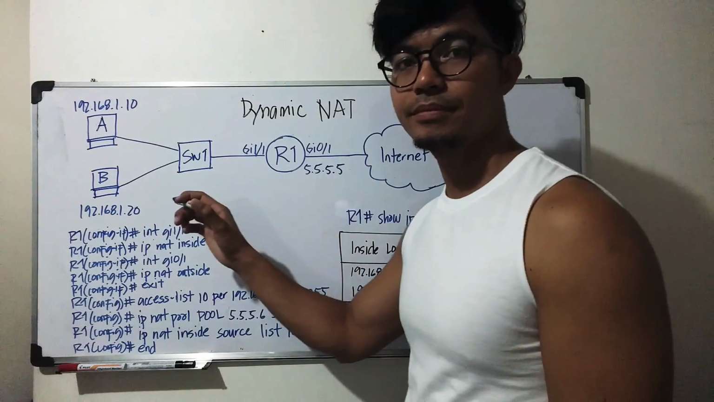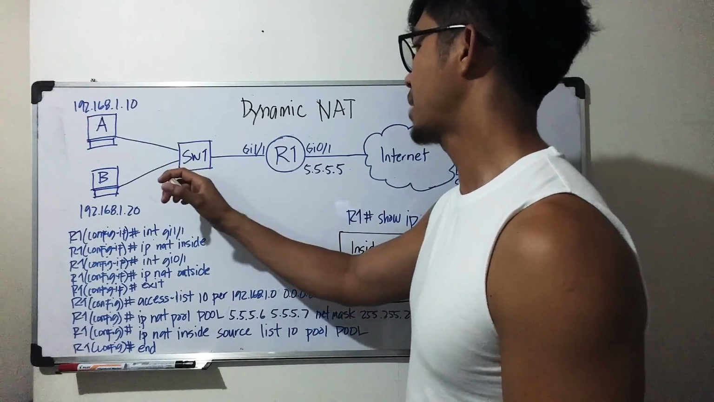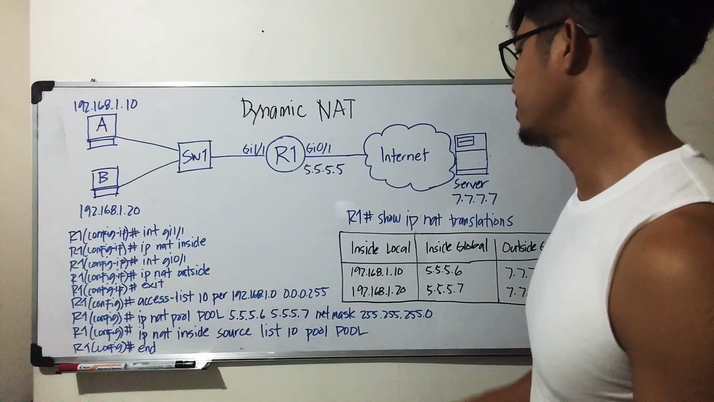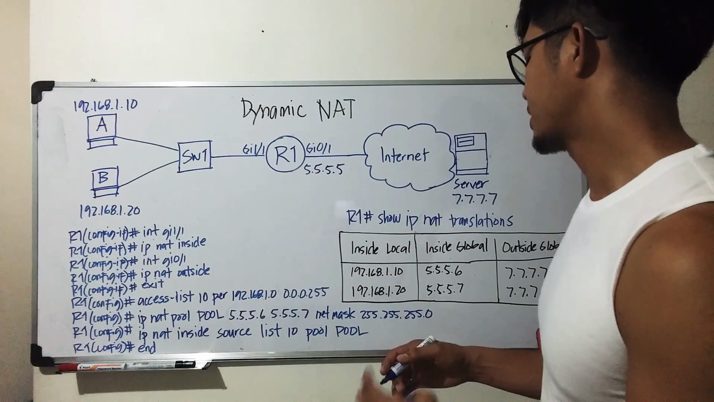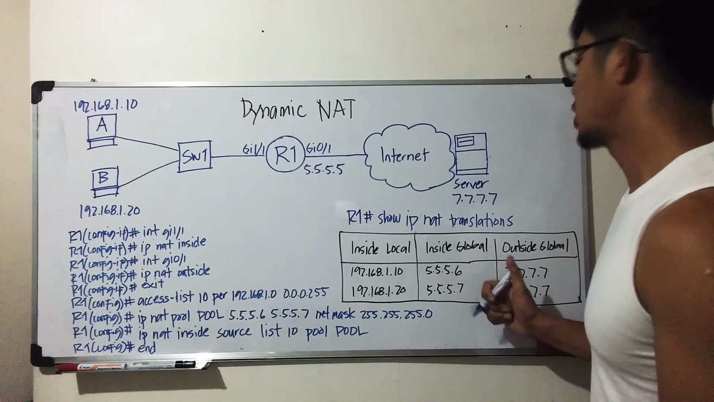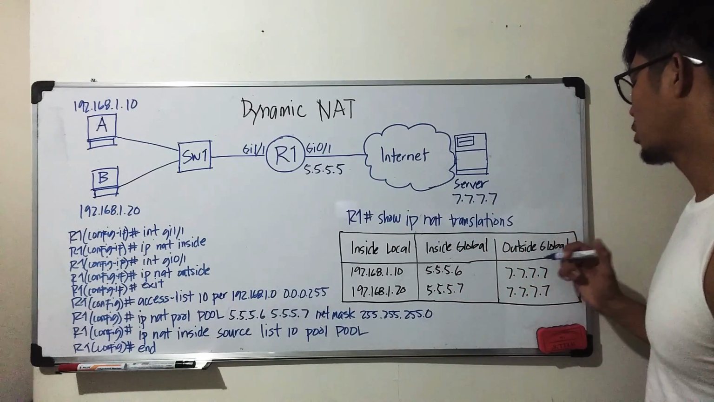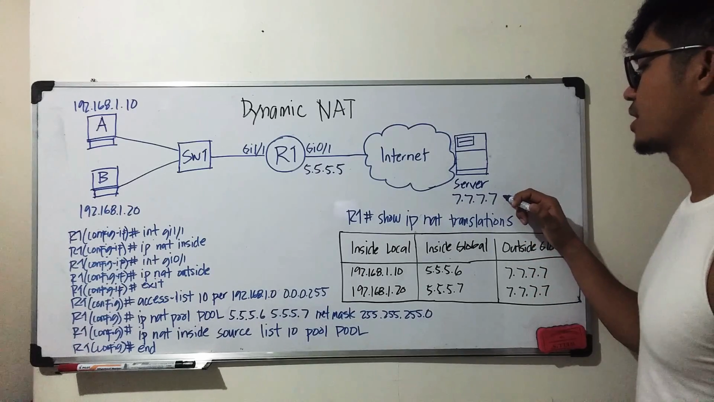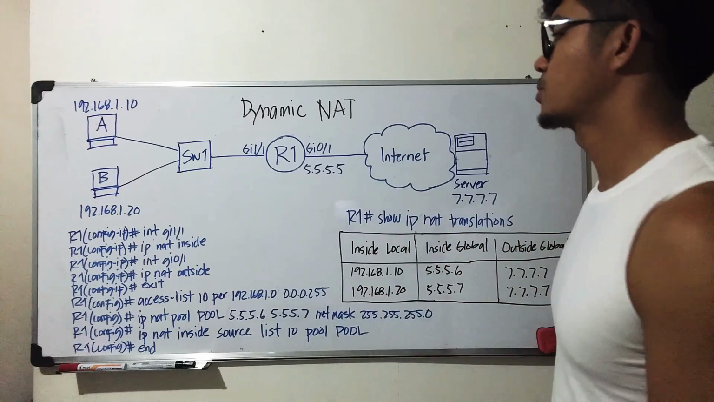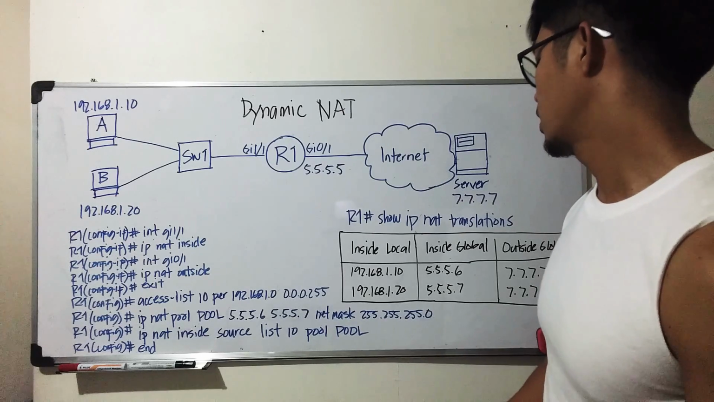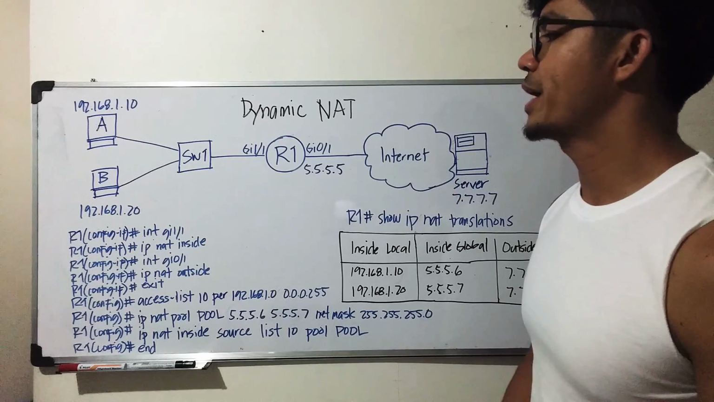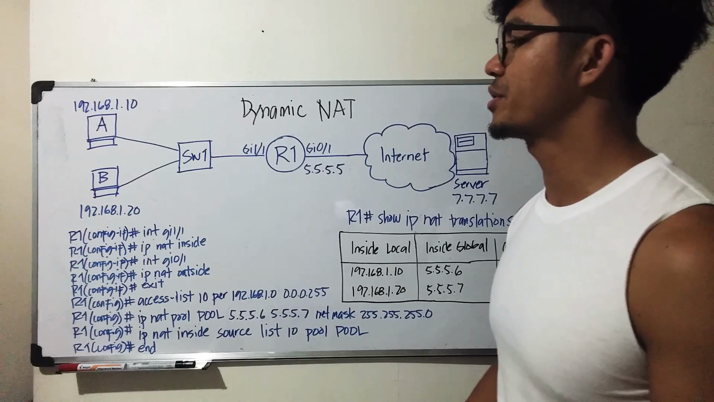So we know that private IP addresses are also known as inside local addresses, and the public IP addresses that we got from our ISP are also known as inside global addresses. And of course, the outside global address is the server that is outside of our network. So that's how basically dynamic NAT works. So yeah, let's take a look at how we can configure it.